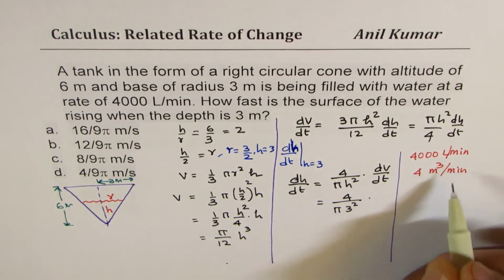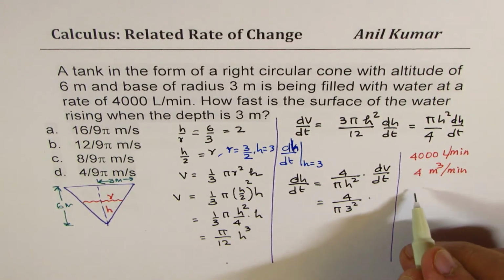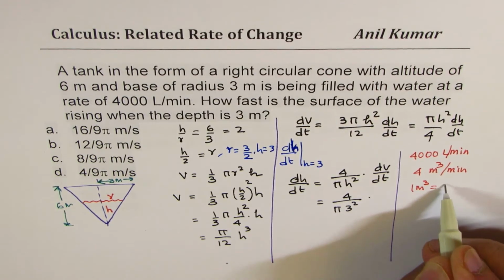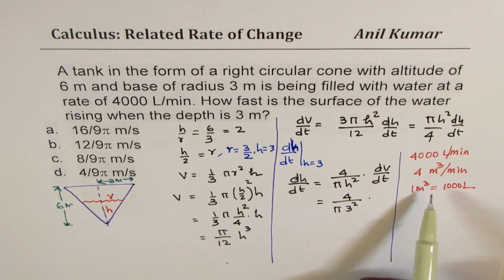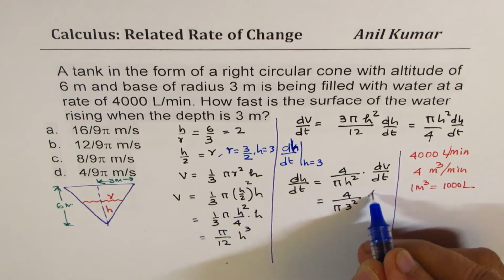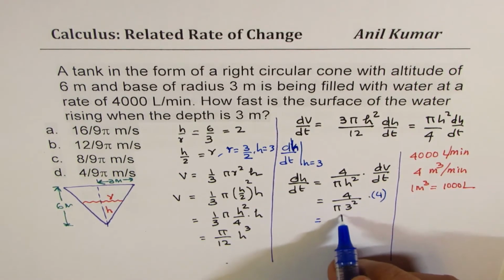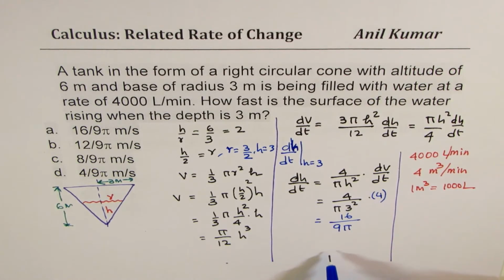Is it okay? That is the conversion factor. 1 cubic meter is equal to 1000 liters. So dV/dt is 4 for us. So we'll write 4 for dV/dt. What we get here is 16 over 9 pi as our answer.